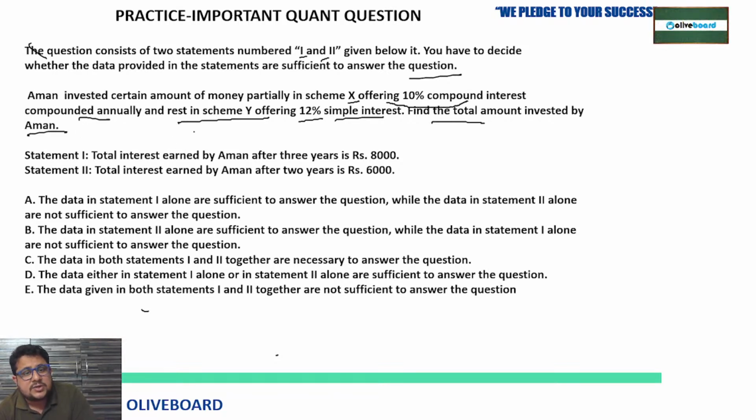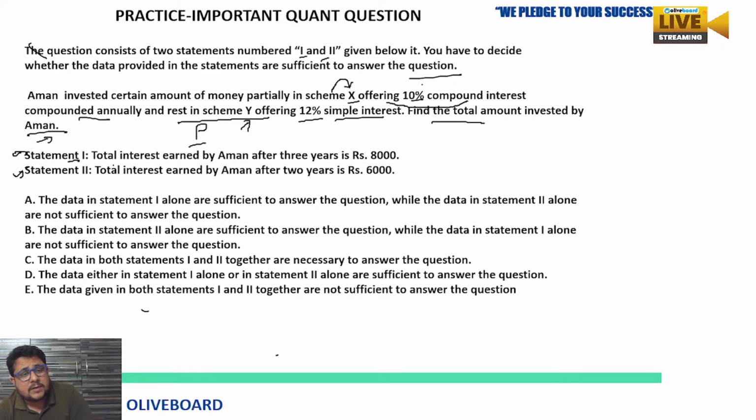They are asking for the total amount, meaning the principal which he invested. One part of that amount he invested in scheme X, offering 10% compound interest, while the other in scheme Y, which is offering 12% simple interest. So find the total amount invested by Aman, that you have to calculate. And here what you have to check is whether the data is sufficient or not.